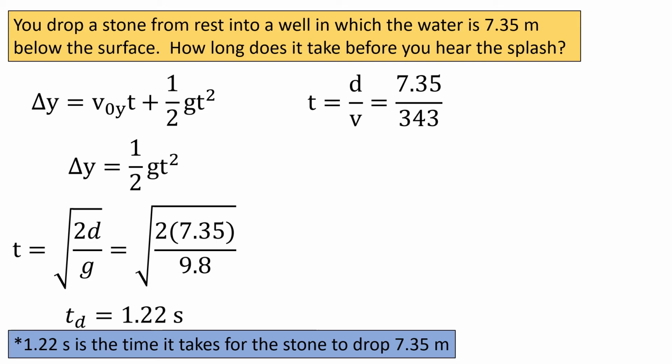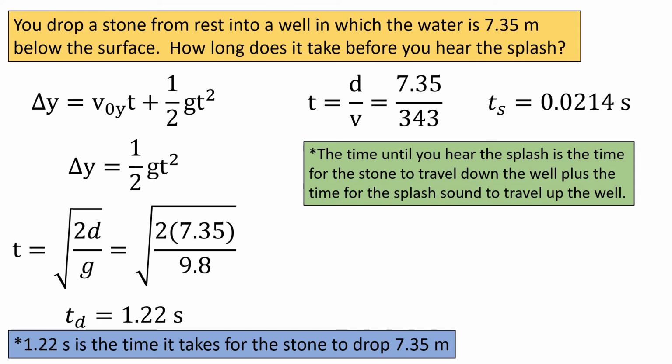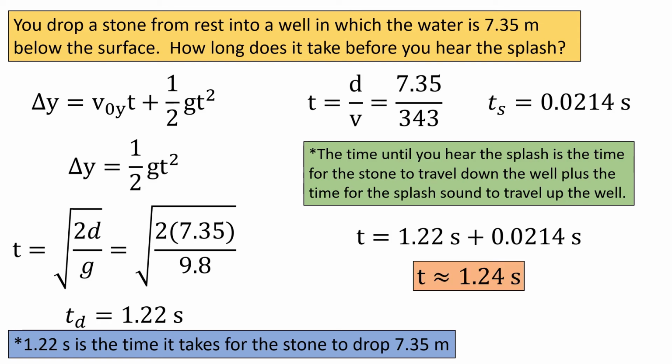The distance the sound wave needs to travel is back up the well, which is 7.35 meters, and the speed it is traveling at will be 343 meters per second, given we're working in air and in normal conditions. And so the time for that returning sound wave to come back up, TS, is about 0.02 seconds. If I wanted to know the time that it takes for me to hear the splash, that's the time for the drop plus the time for the returning sound wave. I need to add those two things together. When I do that, I get a time of about 1.24 seconds.